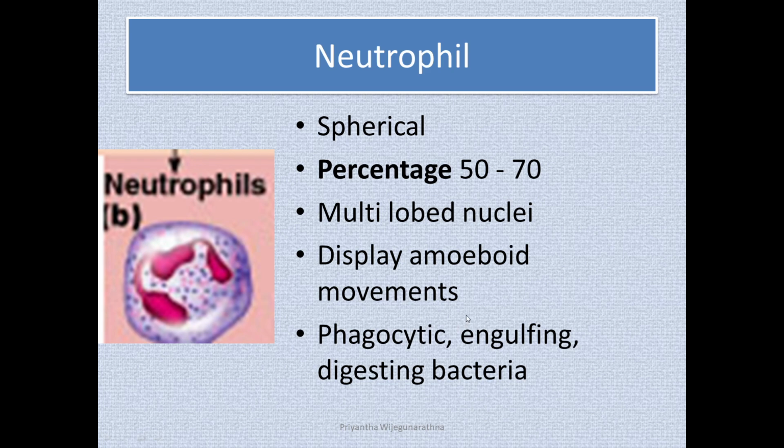When you take the neutrophil, they are spherical in shape. If you take a blood sample, the percentage of neutrophil is 50 to 70%. The nucleus is divided into lobes, multi-lobes, and these cells can show amoeboid movements, just like the amoeba. By moving, these cells can trap the germs and destroy them. We call it phagocytosis, or engulfing of bacteria and digesting them. They can destroy microorganisms like bacteria.